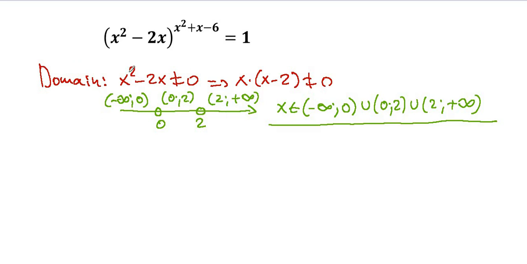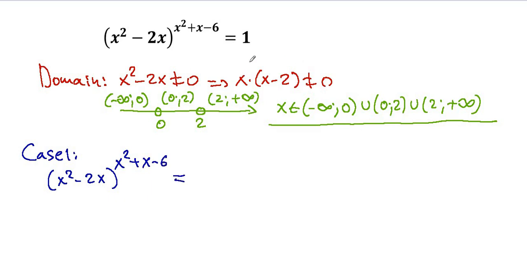So now let's start to solve our equation. To solve this equation we have to consider three cases. The first case is case 1. Let me rewrite the left hand side of this equation as it is, (x squared minus 2x) to the power of (x squared plus x minus 6) is equal to, and now I can express 1 as (x squared minus 2x) to the power of 0.